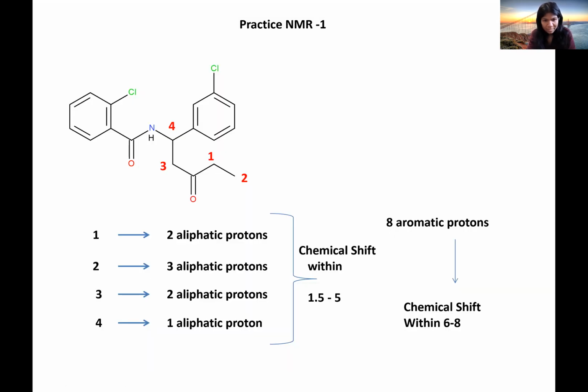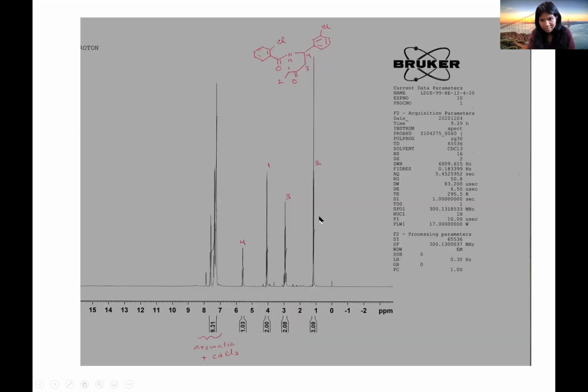I was looking for a signal corresponding to two aliphatic protons, and then another signal for three aliphatic protons, and then another signal for two aliphatic protons, and finally another signal for one aliphatic proton. So we have four signals, and they correspond to two, three, two, and one aliphatic proton. So I have all of the aliphatic peaks present here.